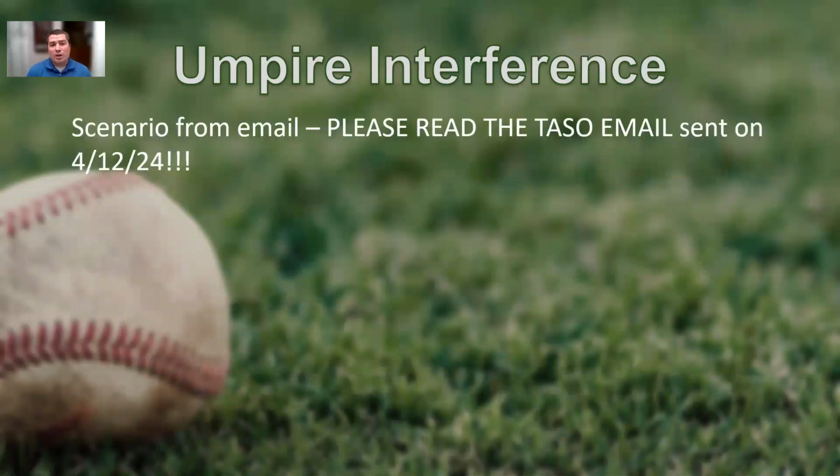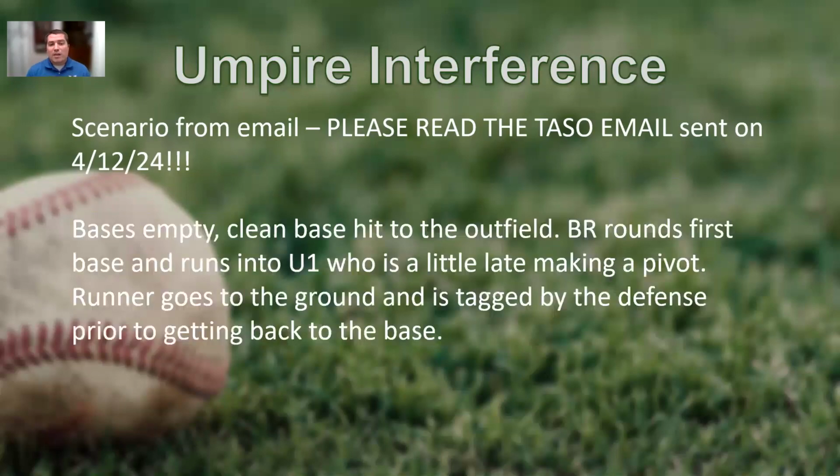Now, there is a scenario that is very likely that was explained in the email that was sent on 4/12. If you have not read that email, I think there are 5 different scenarios on umpire interference. And if you haven't read them yet, you need to go read them. But I'm going to talk about one of them because this could very likely happen.